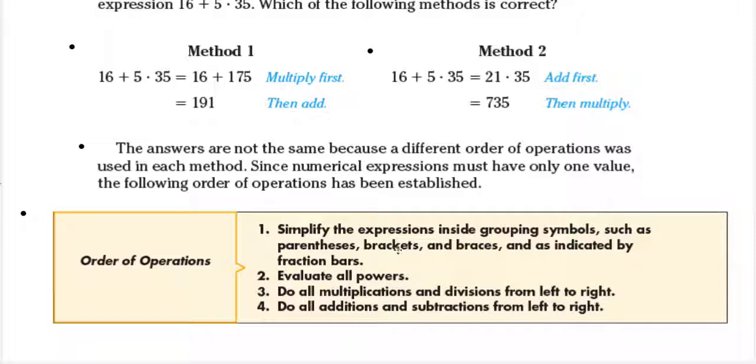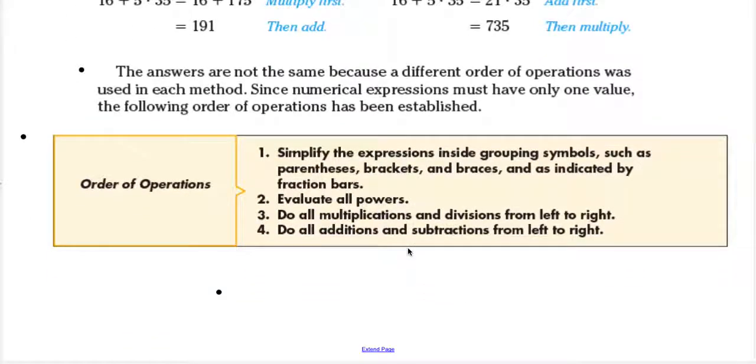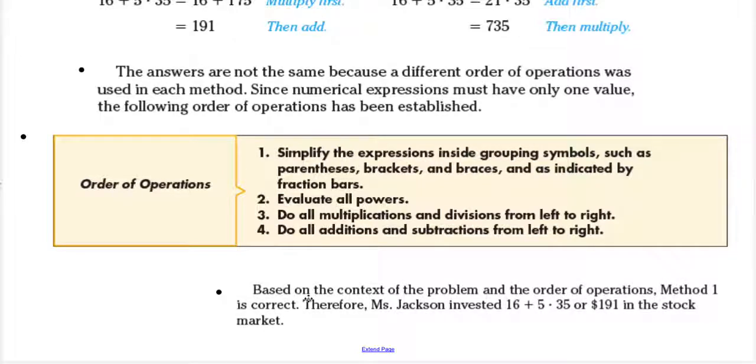Simplify expressions in grouping symbols such as parentheses, brackets, and braces, as indicated by fraction bars. Evaluate all powers. Do all multiplication and division from left to right. And do all addition and subtraction from left to right. Based on the order of operations, obviously method 1 is correct. Therefore, Miss Jackson invested $191 in the stock market.